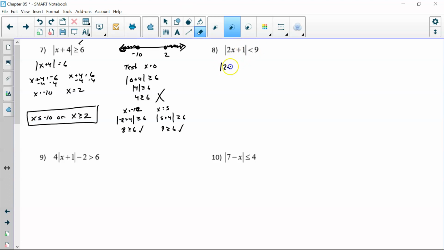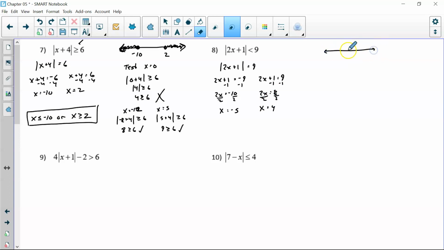Absolute value of 2x plus 1 equals 9. So 2x plus 1 equals -9. 2x plus 1 equals +9. Subtract 1. 2x equals -10. Divide both sides by 2. X equals -5. Subtract 1 from both sides. 2x equals 8. Divide both sides by 2. X equals 4.